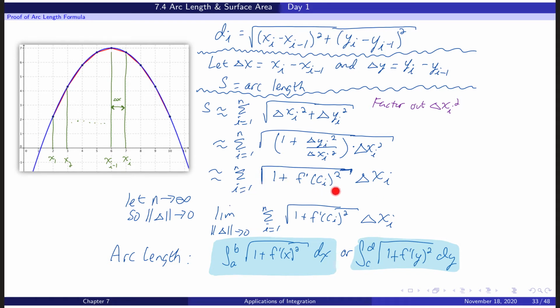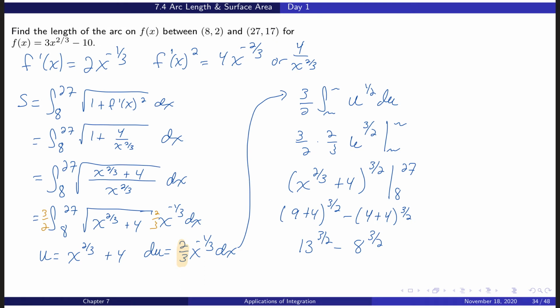Anyways, we can now let this delta x distance become very, very, very small. If I let the number of red lines increase to infinity, that makes each delta x very small. And what we have is the limit as n increases, or as delta x approaches 0, of the sum of all those red straight line segments is this statement. This part here is the limit definition of an antiderivative. So now I've got the antiderivative of this function, the square root of f prime of x squared plus 1, dx. If I wanted to do arc length in terms of y's, I would just do c to d, which are y values, the function in terms of y, and dy.